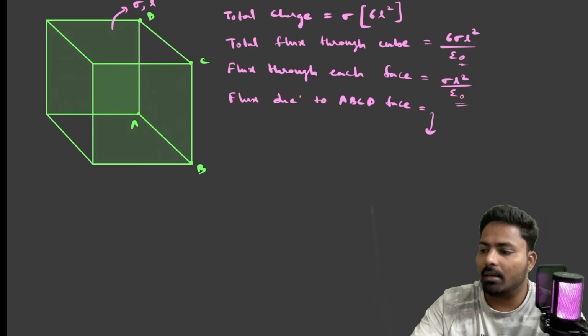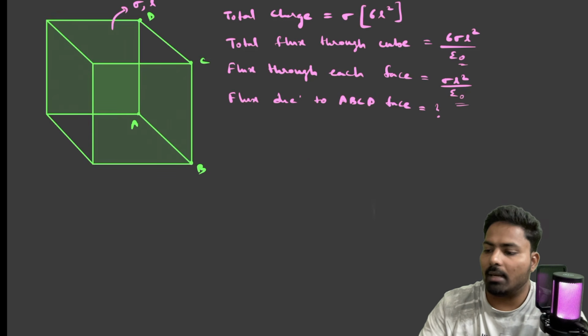This is a question mark, right? How to find this one? It is also very simple. When I consider this phase, whatever that is there, let me consider this ABCD phase that is over here.